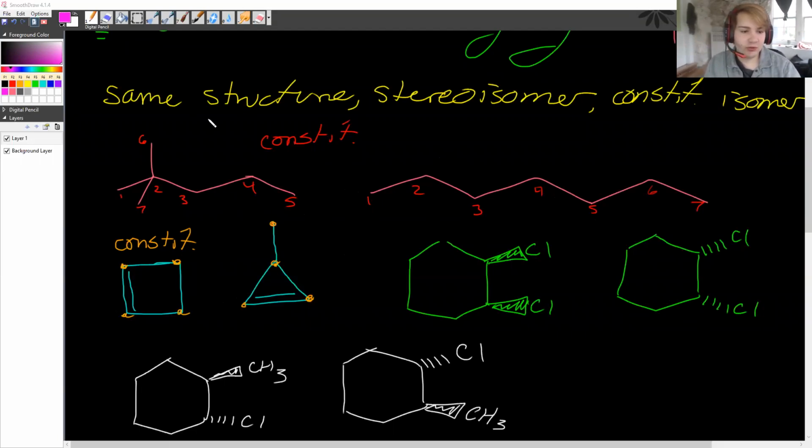For this green one here, what do we notice? Well, we have the same number of carbons, and on both carbons, 1 and 2, if we say this is 1 and that's 2, we have a chlorine. So from what we were talking about before, we could say, oh yeah, perfect, done, same structure, because they have the same connectivity.